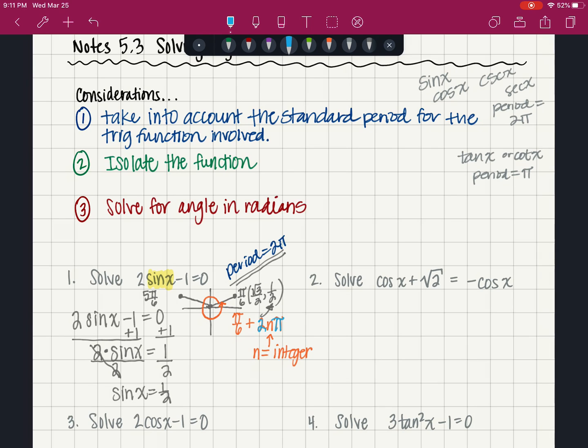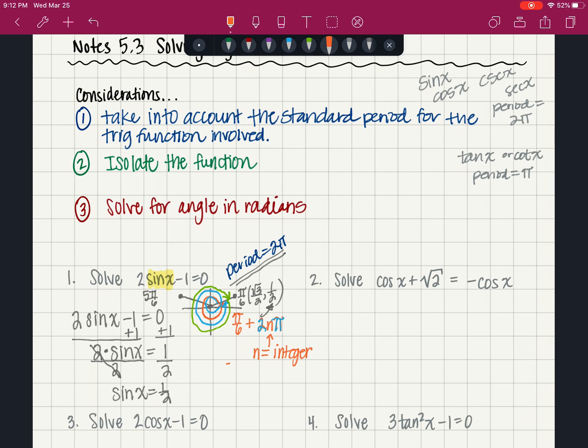So if n is 1, I would add 1 revolution to pi over 6. If n were 2, I would add 2 revolutions to pi over 6 and land in the same place. I could add 3 revolutions. I could even subtract a revolution and still end up in the same exact place. Subtracting a revolution would make n a -1. So that's why we say integer, because integers are whole numbers and they're opposites. So pi over 6 plus 2n pi is one solution.